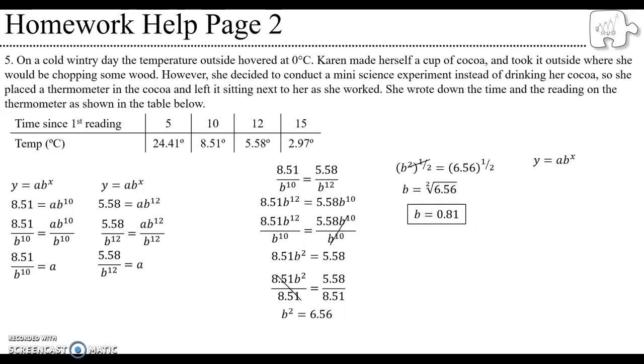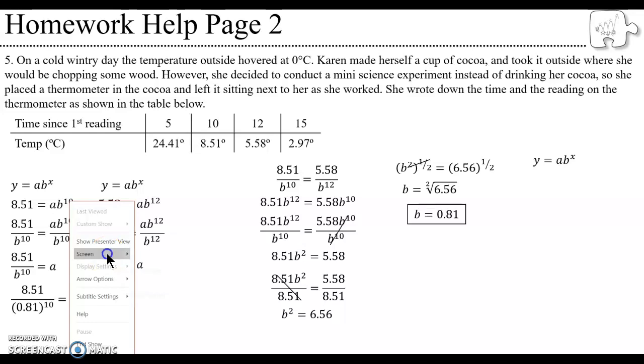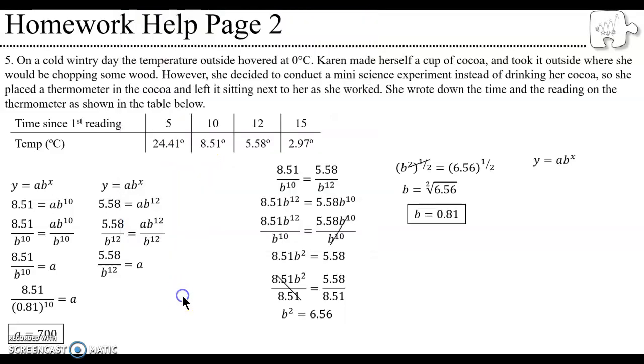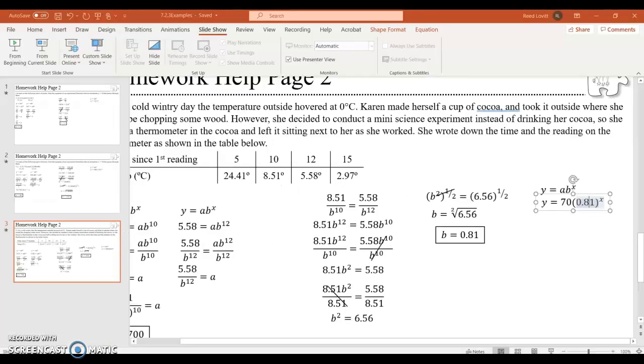And so now we're just going to plug 0.81 back into the equation here. So we have 8.51 over that to the 10th. We type it into our Desmos calculator. So we'll say 8.51 divided by 0.81, then we want to raise it to the 10th. And we have just about 70. Oops, so that should say 70.